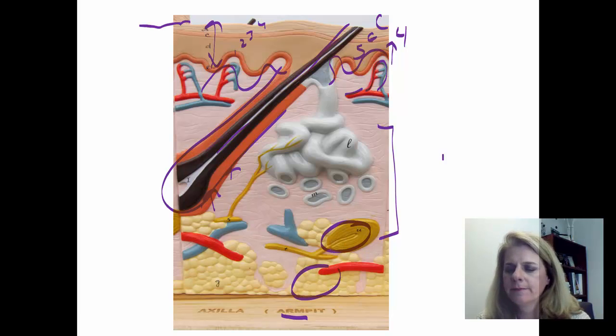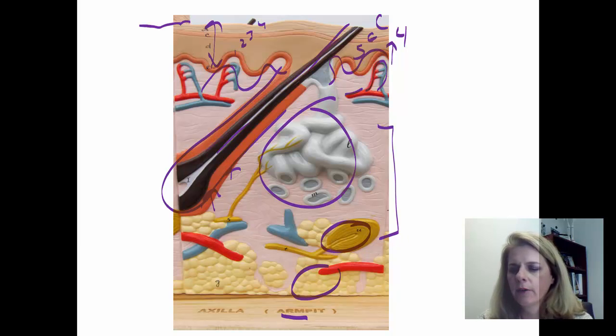We have hypodermis. So what's new? What's different on this one? This big gland here. This is not an eccrine. This is that apocrine.